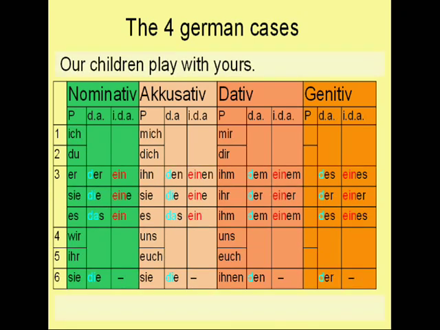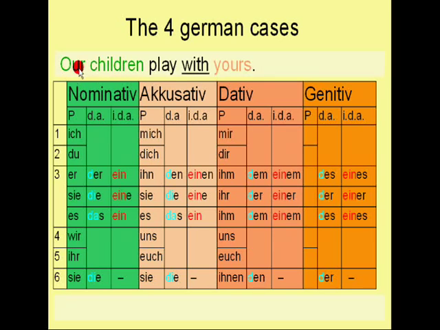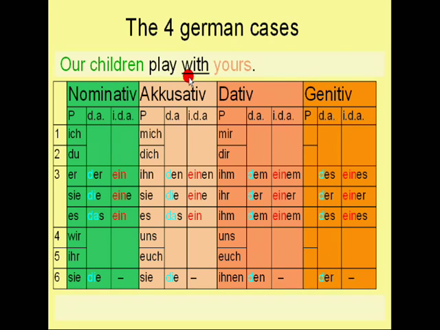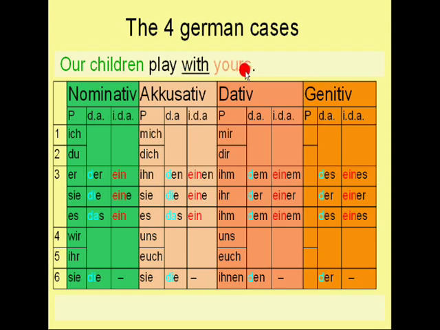Let's try another one. Our children play with yours. Our children are in the nominative case because they are the subject of the sentence. And as you learned in lesson 11, after the preposition with, which means mit in German, always follows the dative case. So yours is the dative object, the indirect object. Now children is a noun in the plural, right?